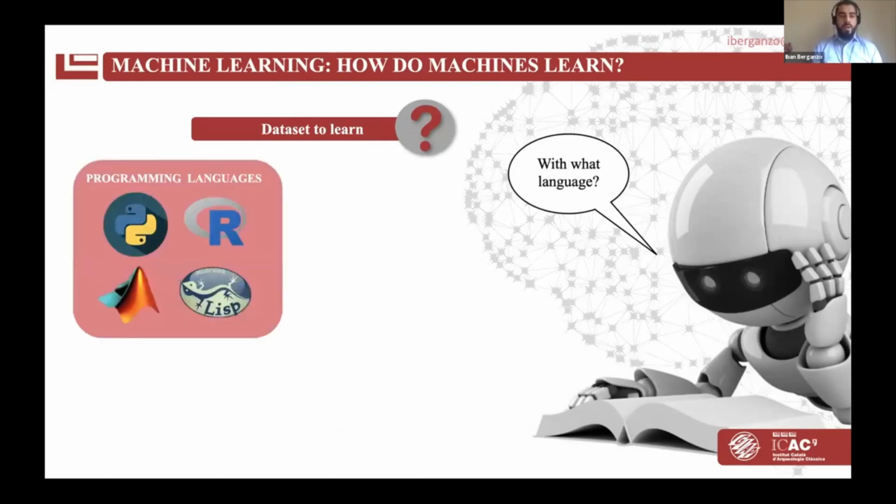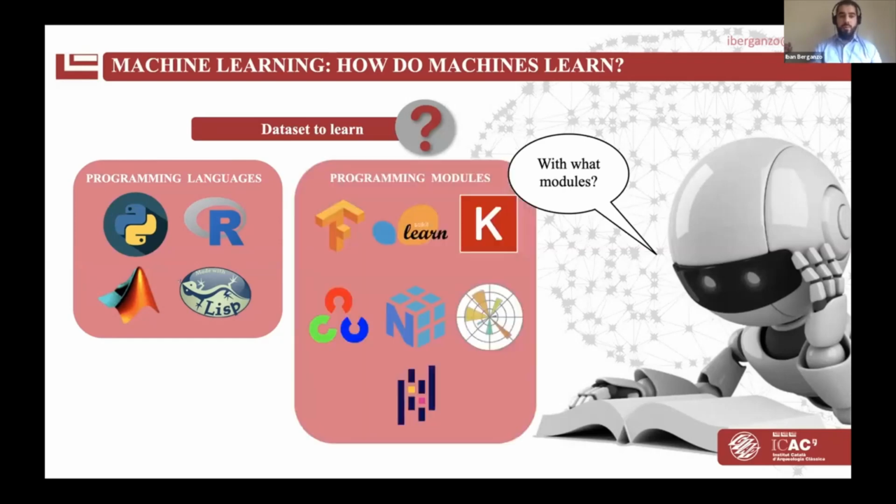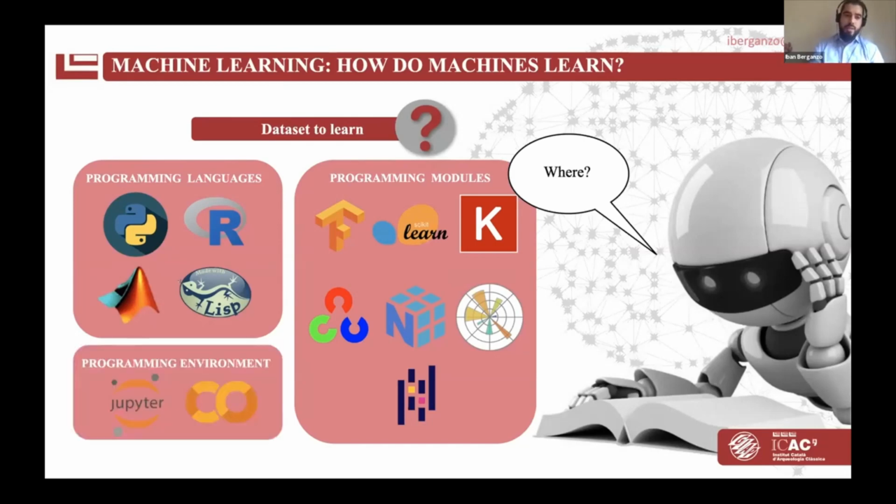These are the programming languages that we commonly use. The first one is Python, the second one is R, MATLAB, and Lisp. But we also have to take into account the modules, the libraries that we have to use to program in machine learning. These are TensorFlow, scikit-learn, Keras, OpenCV, NumPy, Matplotlib, and Pandas. And at the end, where we can program it and use it, we can use a Colab environment that uses Jupyter Notebooks to program our machine learning algorithms. So let's go.